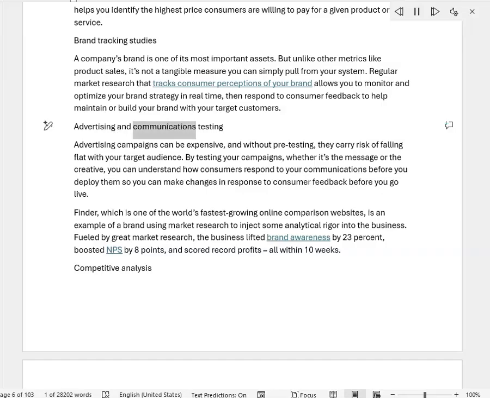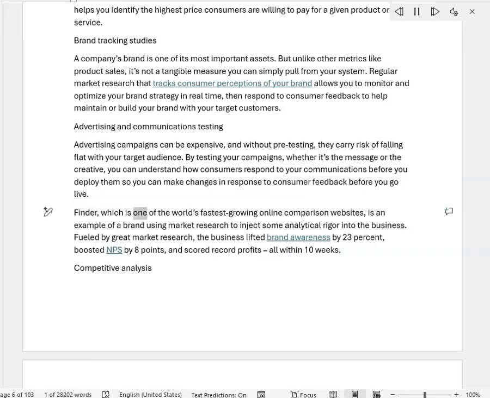Advertising and communications testing. Advertising campaigns can be expensive, and without pre-testing, they carry risk of falling flat with your target audience. By testing your campaigns, whether it's the message or the creative, you can understand how consumers respond to your communications before you deploy them, so you can make changes in response to consumer feedback before you go live.